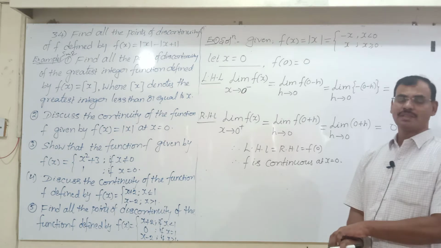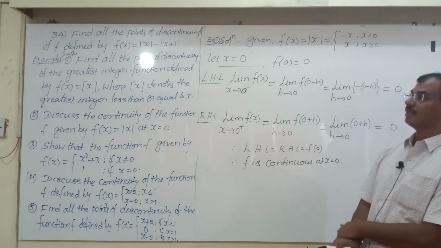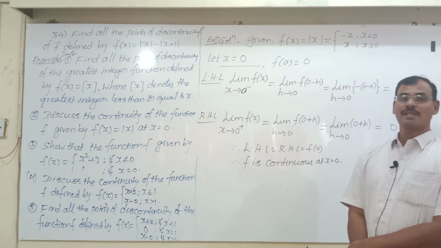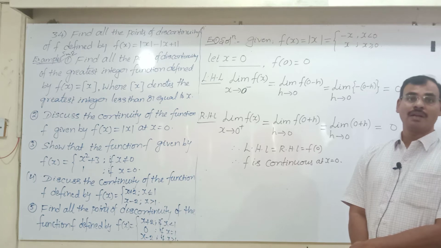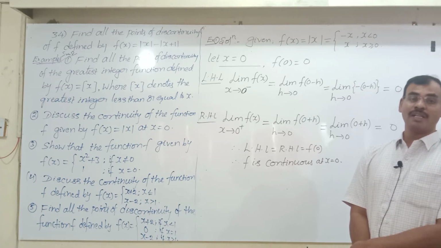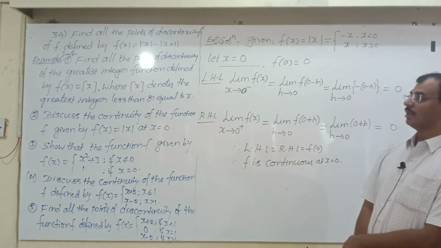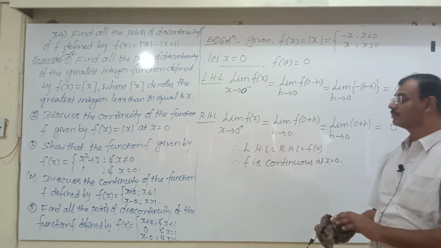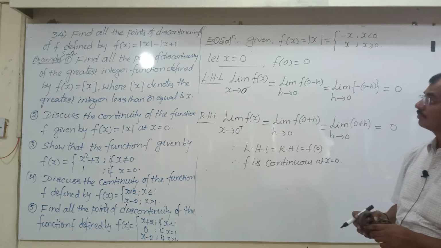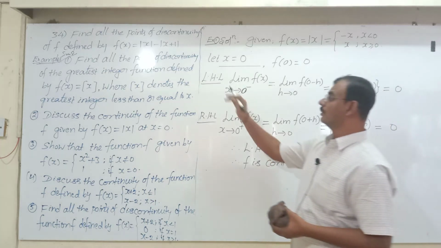It is continuous everywhere. So the greatest integer function, where is it continuous? It is continuous only for non-integral values. Where is it discontinuous? It is only at integral values. Keep in mind that point. This is example 2 only.